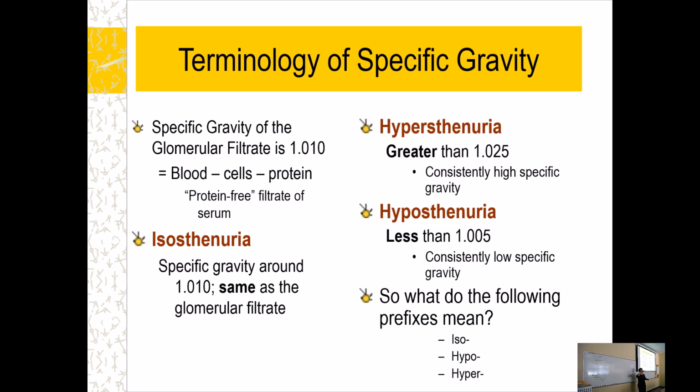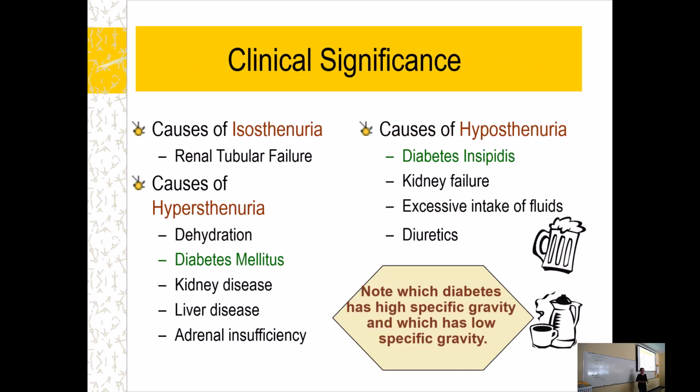Hypersthenuria is greater than 1.025. That means it's consistently higher specific gravity. Hypo is low, hyper is high. Those are terms you've got to get straight. You're going to see those over and over. Hyposthenuria is less than 1.005. So iso means same, hypo means low, hyper means high. Know those prefixes.